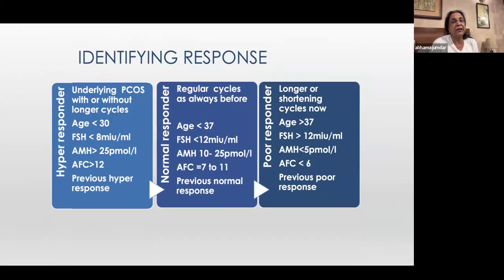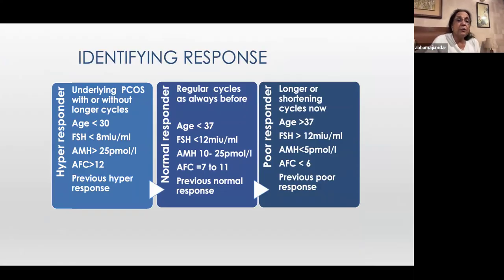How do we identify response? Well, we'll have three types of patients. One would be hyper responders, whether they have underlying PCOS or not. One will be normal responders, and the last would be poor responders. And in fact, we have started dividing our patients on the basis of ovarian reserve test to say who would be a hyper responder, who would be a poor responder, and the middle group would be normal responders.